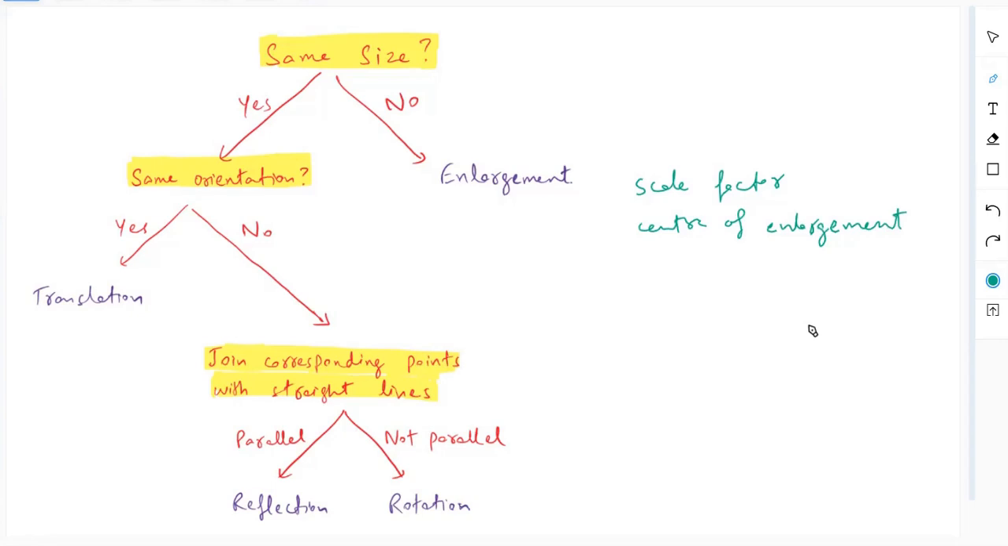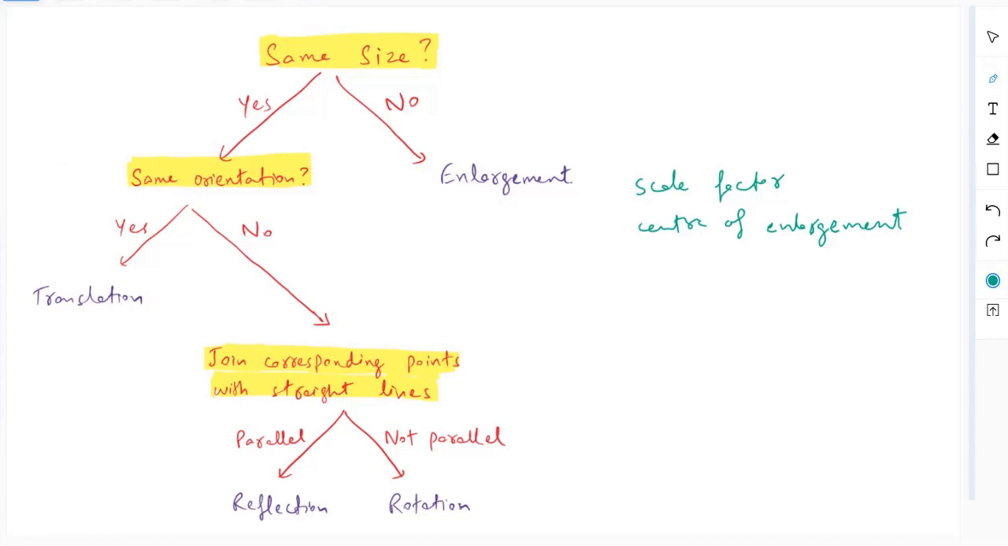All right. Now, if the size happens to be the same, what do you do in that case? Then you have the other three transformations that are possible: translation, reflection, and rotation. Now, the next question आप पूछोगे, that will be whether the orientation is the same or not. ठीक है, तो figure की direction जो है वो क्या tilt हो गई है? Is there any tilt in the figure or not? Or is it the same orientation? That's the next question that you ask yourself.